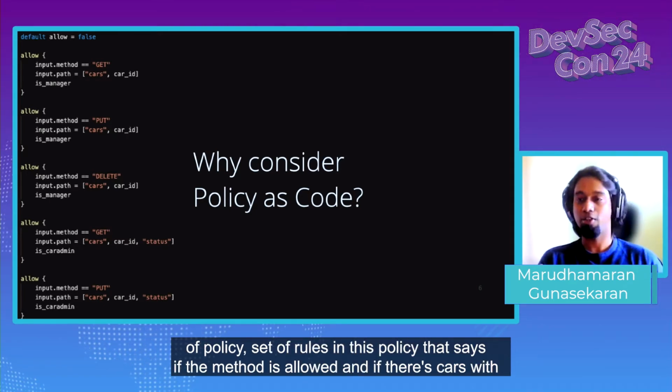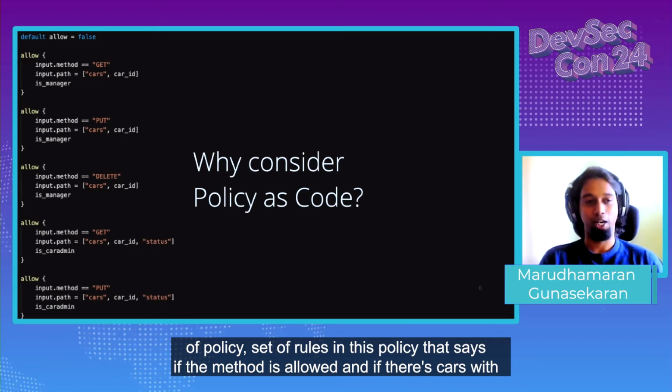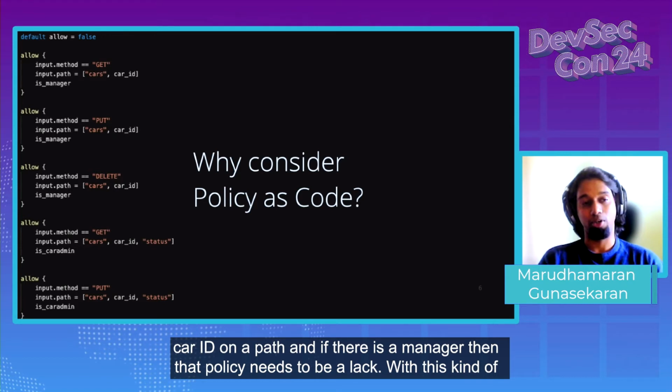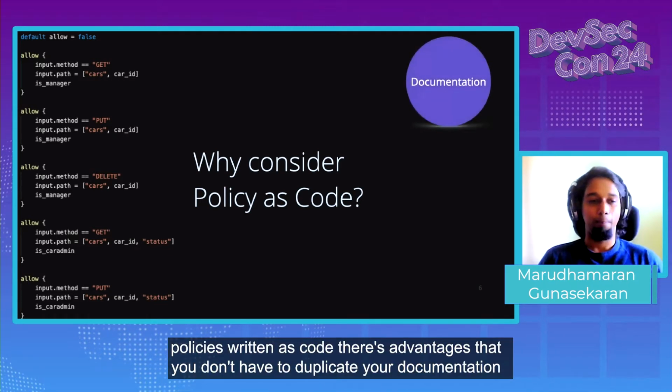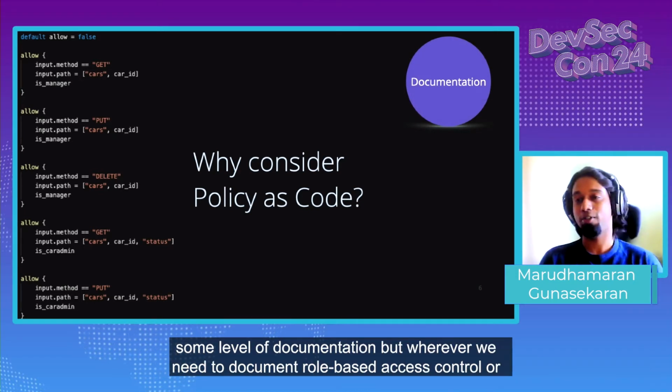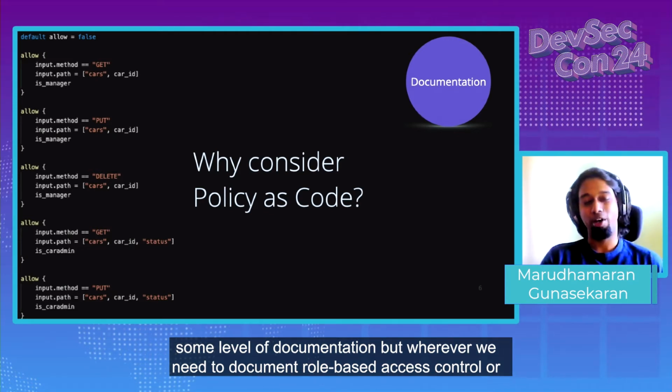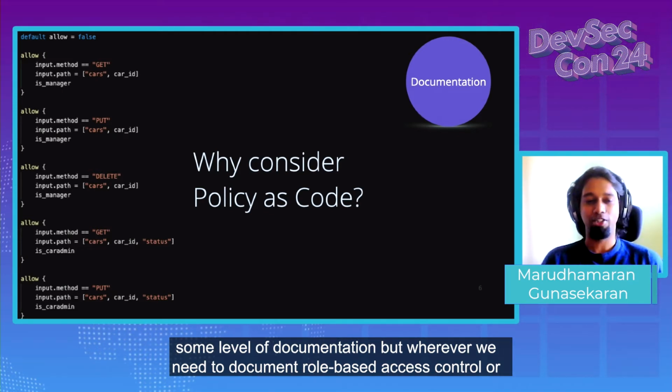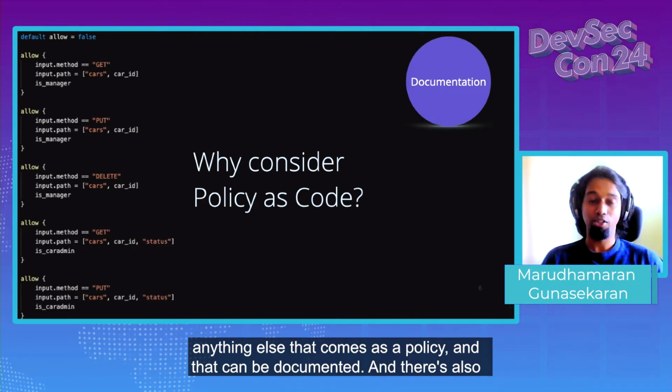false. And then there's a set of rules in this policy that says, if the method is allowed, and if there's cars with a car ID on a path, and if there is a manager, then that policy needs to be allowed. And with policies written as code, there's the advantage that you don't have to duplicate your documentation somewhere. Of course, organizations for compliance reasons might need some level of documentation, but wherever we need to document role-based access control or anything else that comes as a policy, that can be documented.